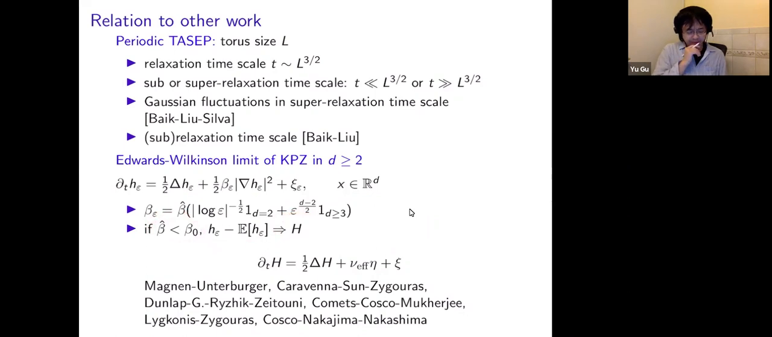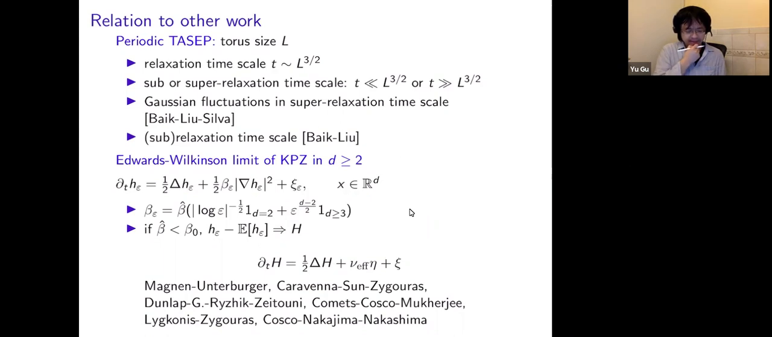So the difference for our result is the following. First of all, here the convergence is as random distributions, which means we take this function, we multiply by a test function, then it converges to this capital H multiplied by the same test function. But we have pointwise convergence there. So the main result I presented is the pointwise convergence.